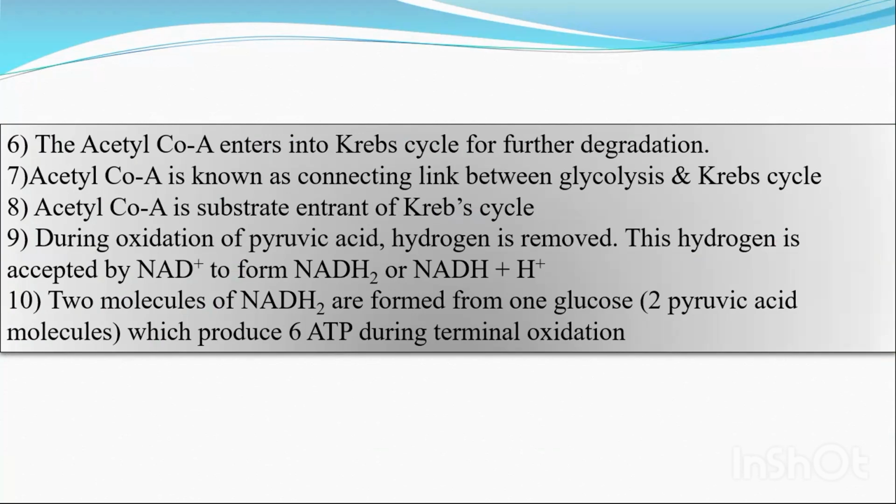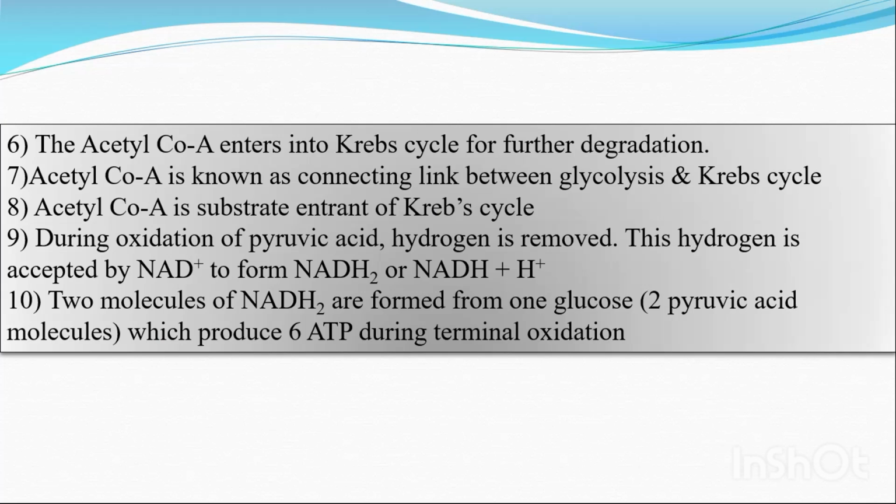मग outside the mitochondria, glycolysis. Inside the mitochondria, Krebs cycle. या दोघांना जोडण्याचं काम, कनेक्ट करण्याचं काम कोण करतं? Acetyl-CoA, and that's why it is called the connecting link. That acetyl-CoA is the substrate entrant into the Krebs cycle, where the Krebs cycle will start with receiving acetyl-CoA.